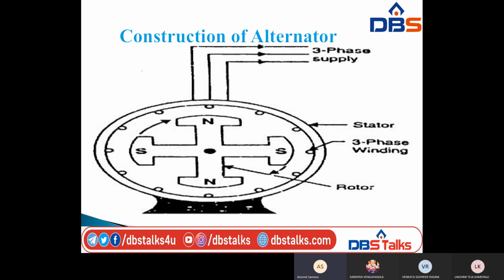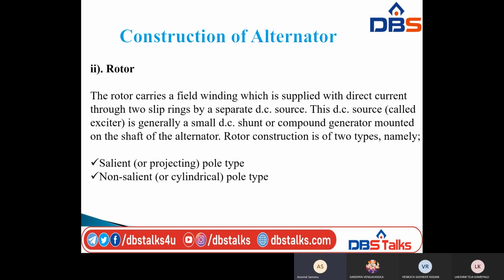Next, the rotor. This is a very important constructional point of the alternator. The rotor carries a field winding and the stator carries the armature winding, as I already told in the difference between a DC generator and an alternator. The rotor carries a field winding which is supplied with direct current through two slip rings by a separate DC source.